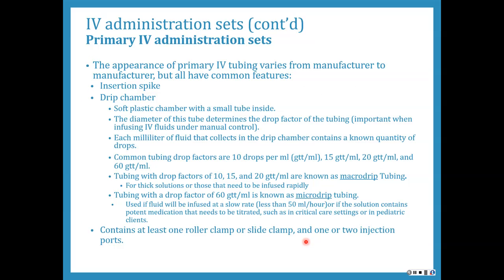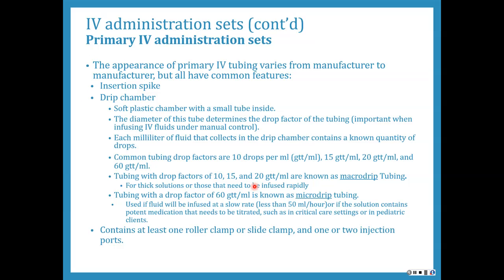Okay, so when we look at primary tubing, again, we've got that insertion spike, and that insertion spike has a cap on it, and that's what you push into the main bag of IV fluid so that the fluid can come into the tubing. That drip chamber is where we count the drips.